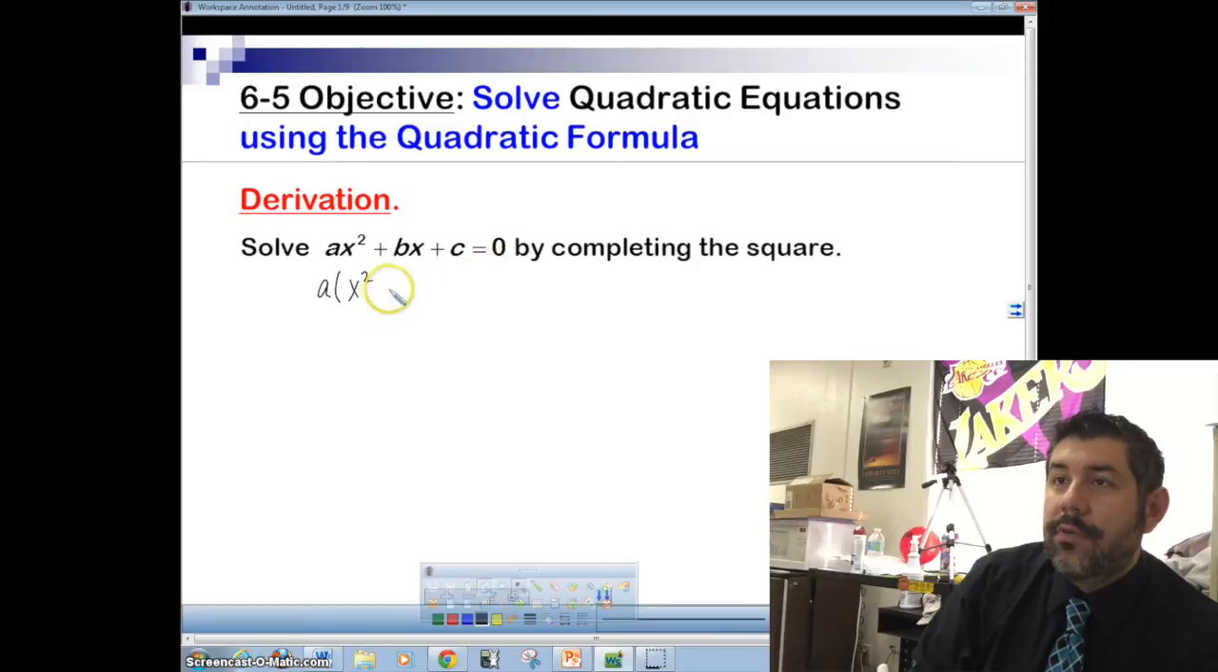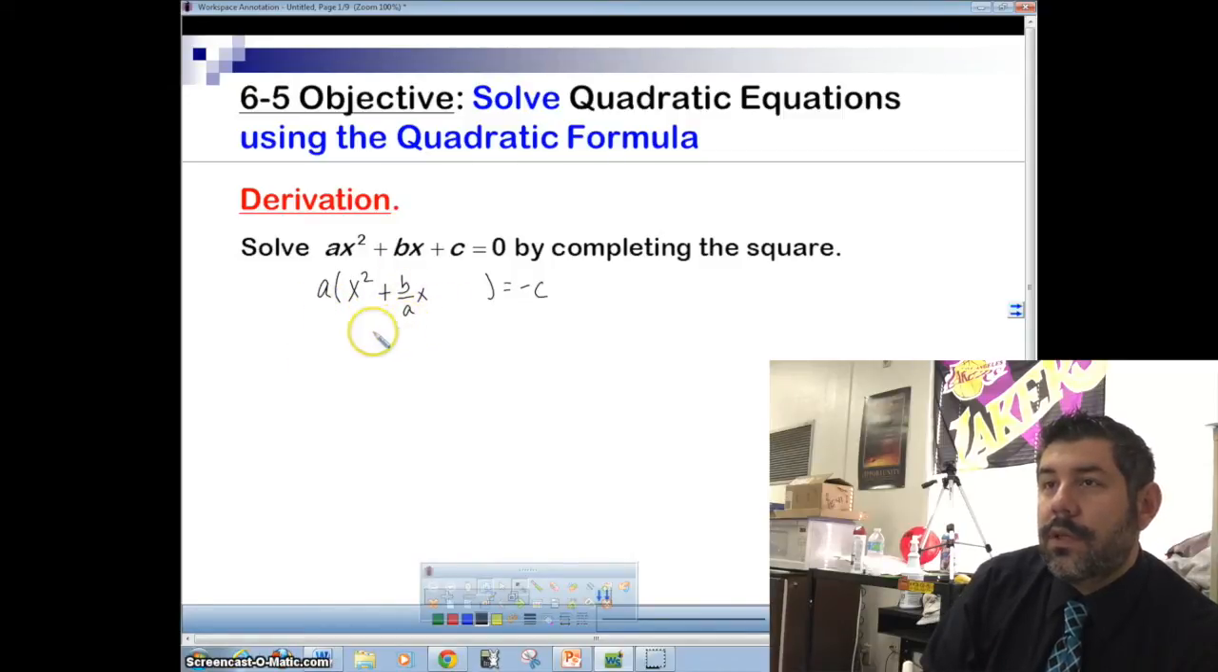First, I'm going to subtract the c over. We're going to get negative c here. And we're going to complete the square. So we take b over a and divide it by 2, which gives us b over 2a, and then we square it. So we're going to add it here, b squared over 4a squared.